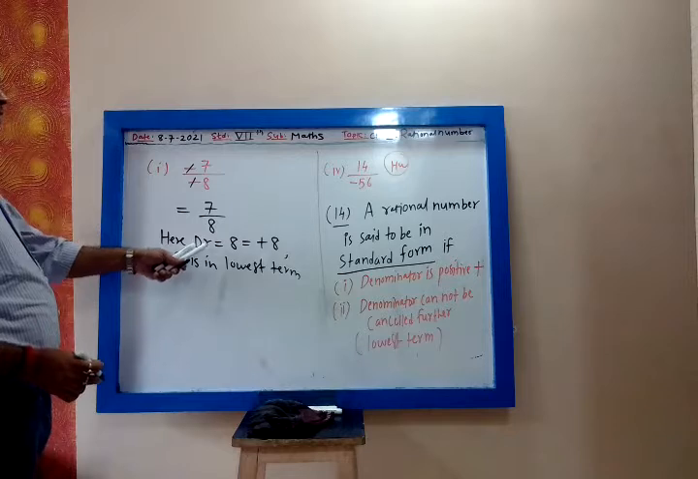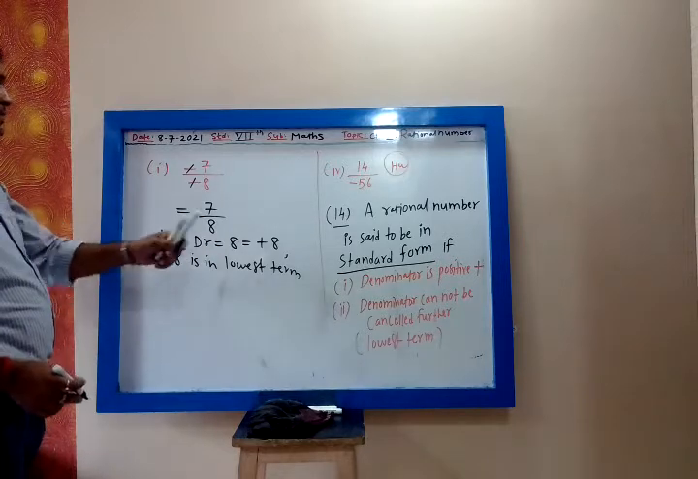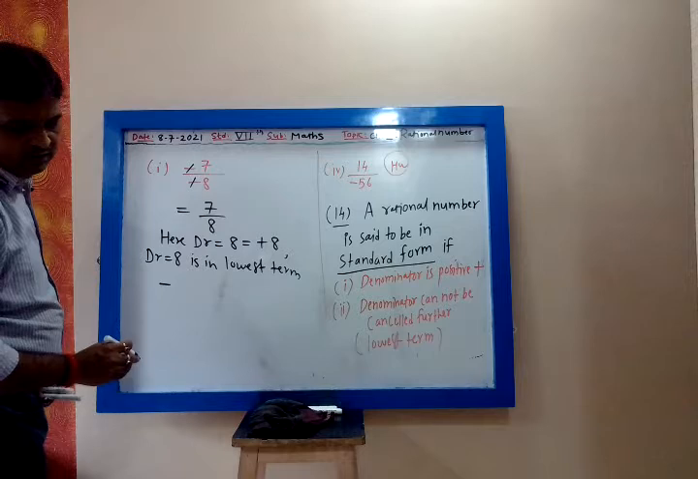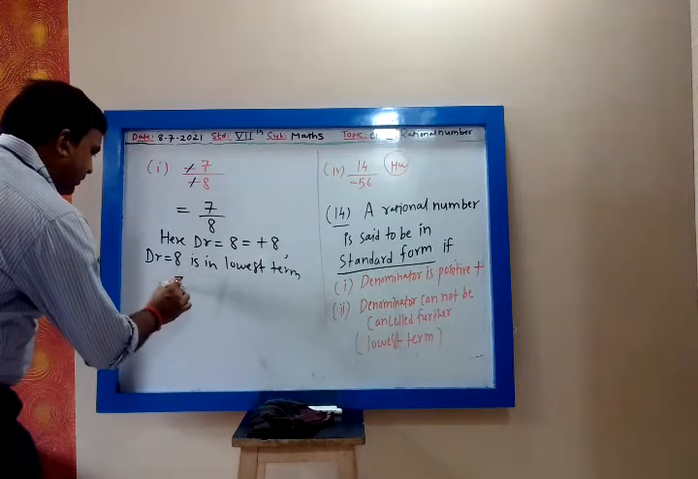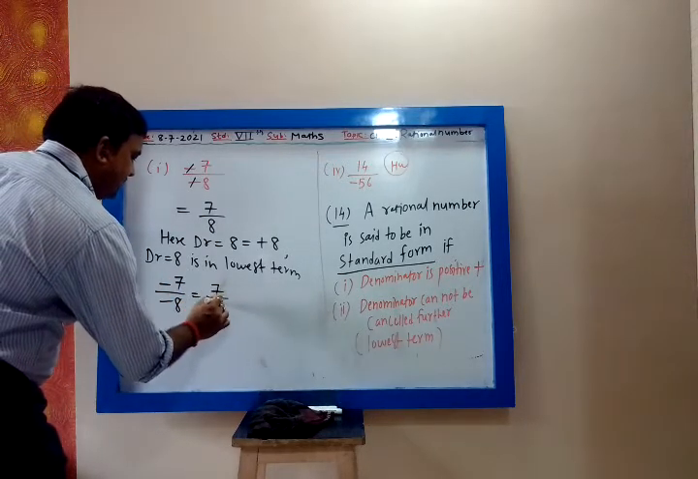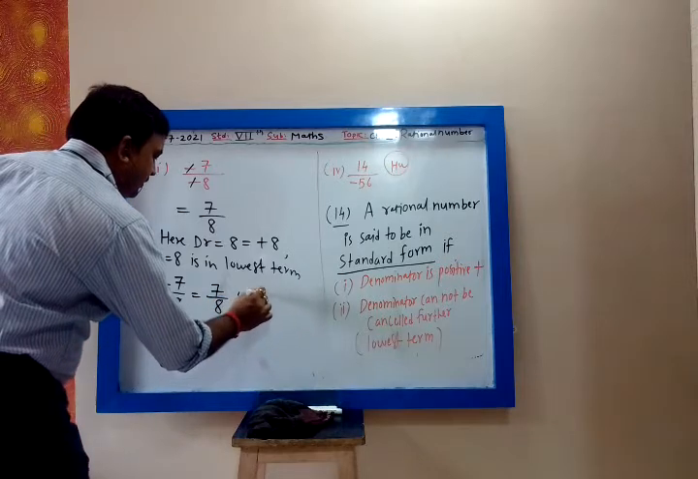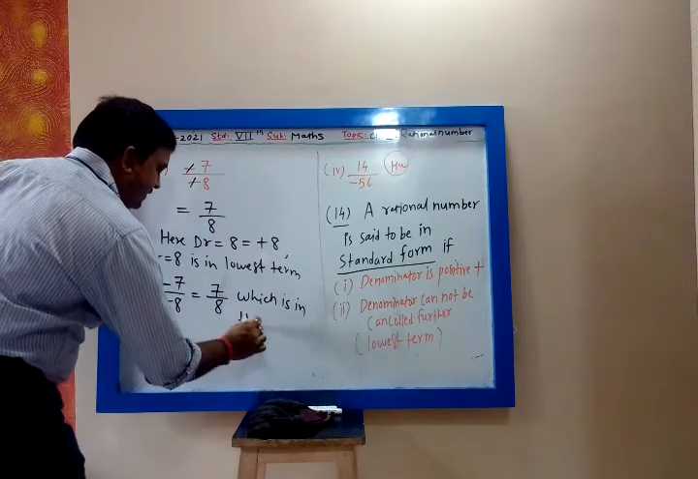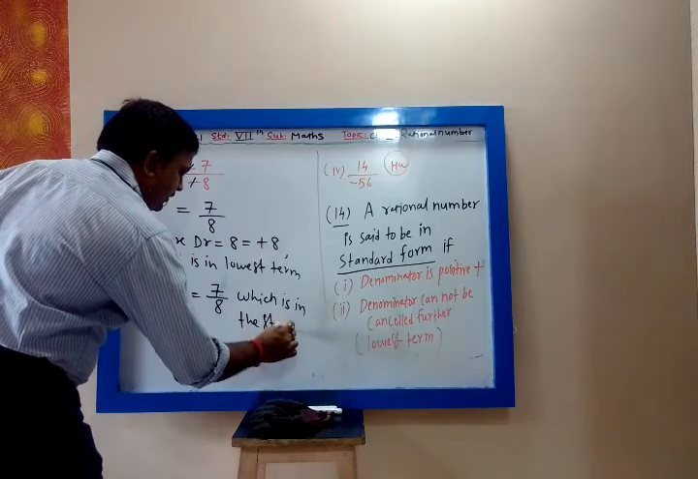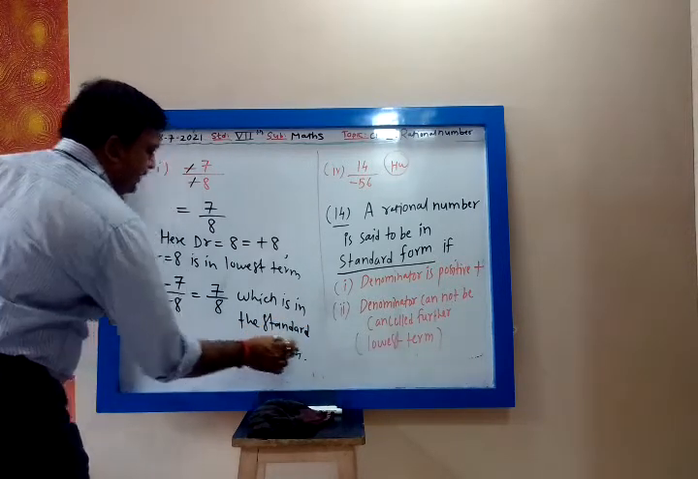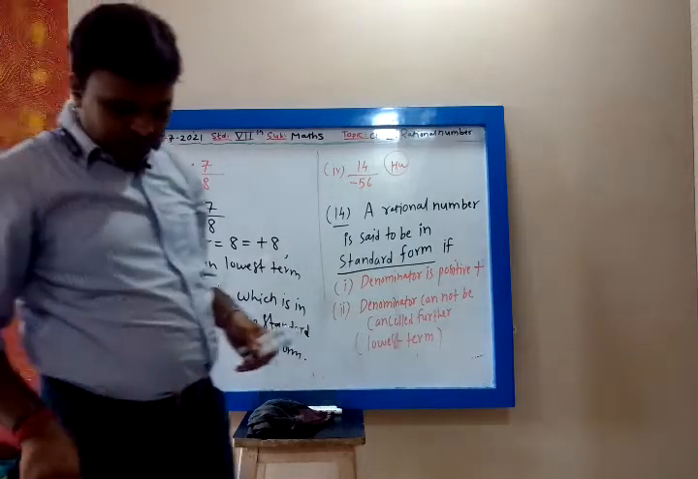So whenever the denominator is positive, it is in the lowest term. So minus 7 upon minus 8, I can write 7 upon 8, which is in the standard form.